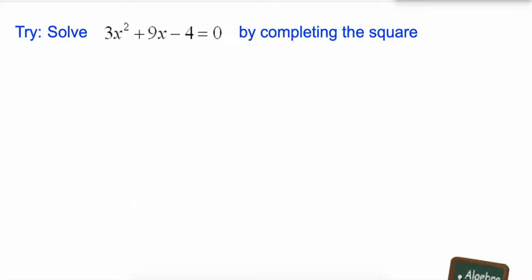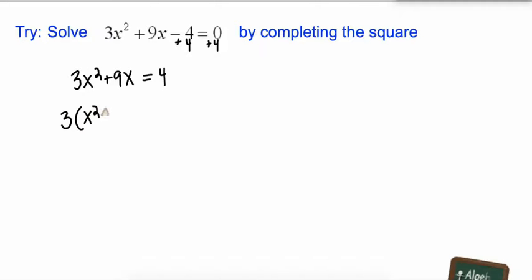You can never have enough examples, so we're going to do one more example with fractions. I'm going to solve this problem by completing the square, so I'm going to add 4 to both sides of the equation. I'm going to factor out the 3. Half of 3 is 3 halves. 3 halves squared is 9 over 4.